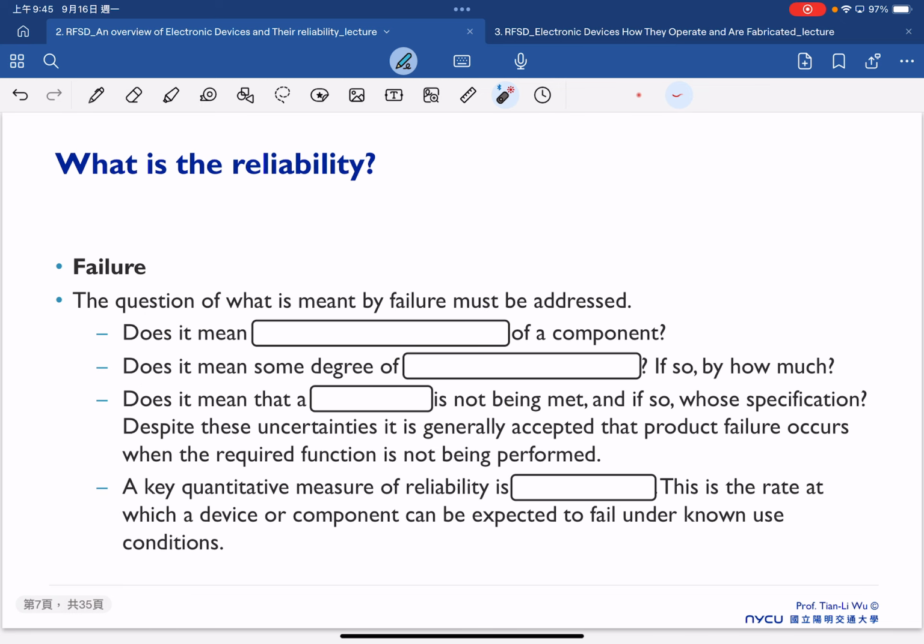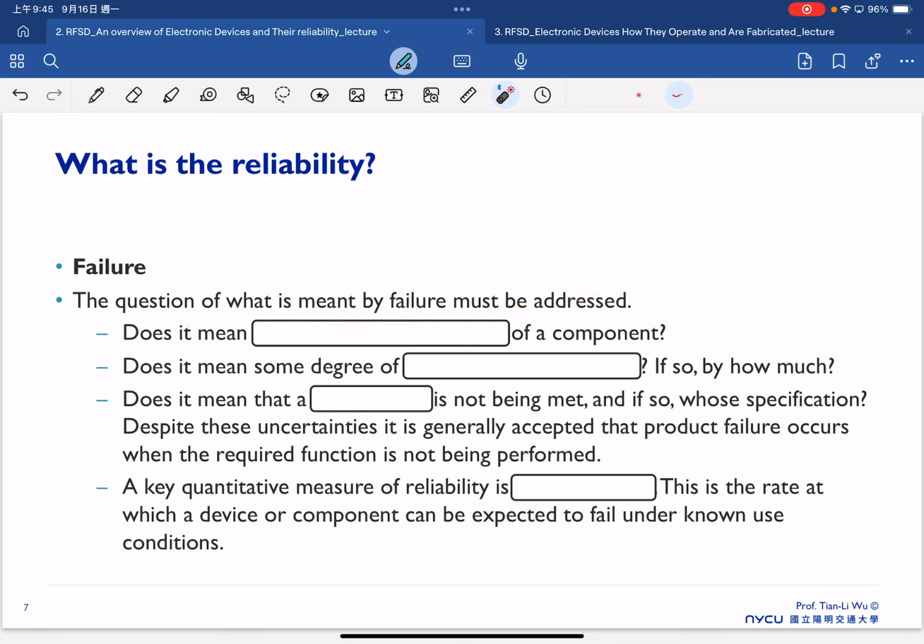Okay, and the next is, when we talk about reliability, the most important part is how do we define the failure. The failure can be considered in many different definitions here. Therefore, the question of what is meant by failure must be addressed.